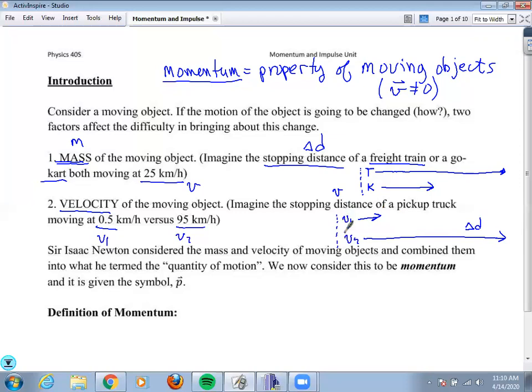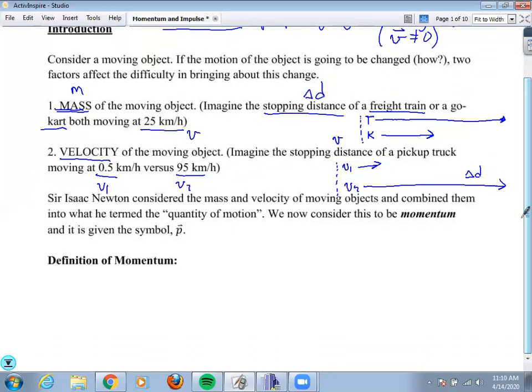So mass and velocity are both factors that impact motion and how we can change the motion. Sir Isaac Newton laid this down for us when he talked about this concept of the quantity of motion. Velocity really is a quantity of motion. If you don't have velocity, you're not moving, your position is not changing. So we consider this quantity of motion to be called momentum. Momentum is a physical property of moving objects. It is a vector.